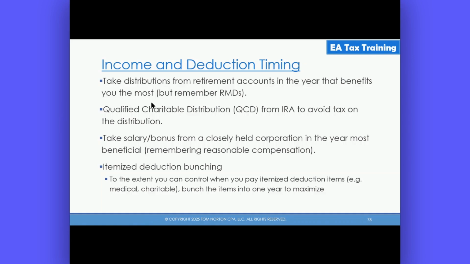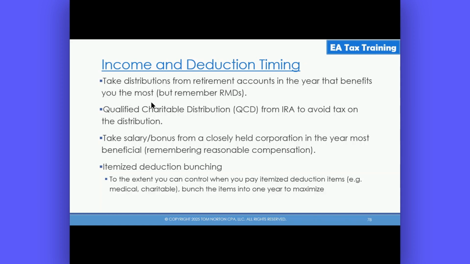Of course, you have the qualified charitable distribution from an IRA. If they're going to give to charity anyway, then they can avoid tax on the distribution by doing a qualified charitable distribution. If you own a small business, you often have some control over when you get your salary and especially your bonuses.